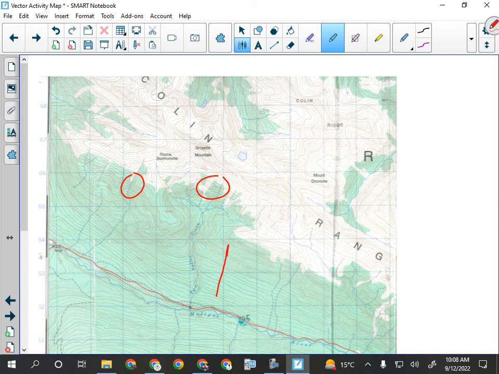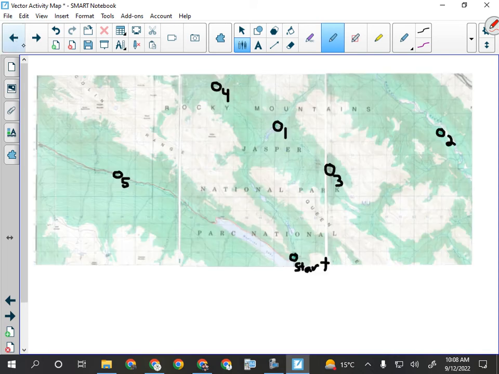There's a lot more to it if you want to use one effectively. So your group is going to get a topographical map. It's actually going to be 3 pages. You're going to have to tape them together. That'll look like this. It's an area of Jasper National Park around Moline Lake. And in this assignment you're going to plan your route from the start to cabin 1, from cabin 1 to cabin 2, from cabin 2 to cabin 3, 3 to 4, and 4 to 5, and you'll end at 5.